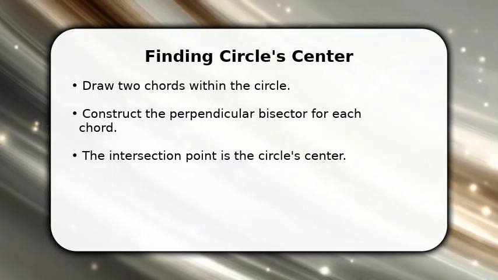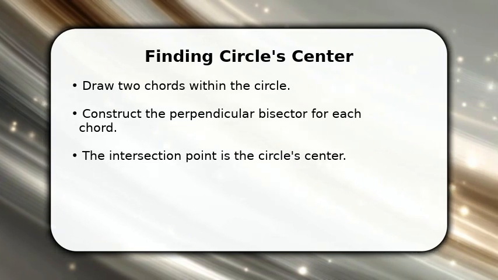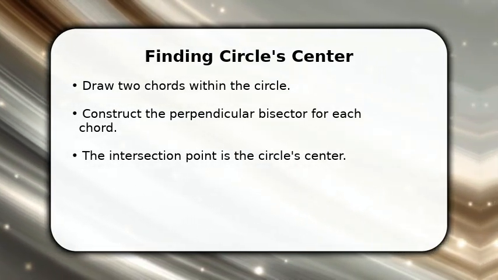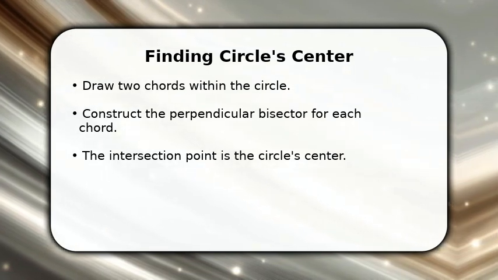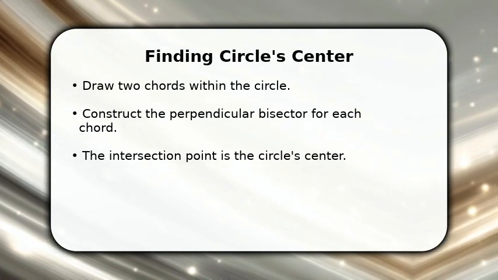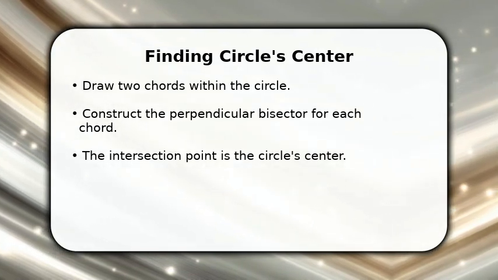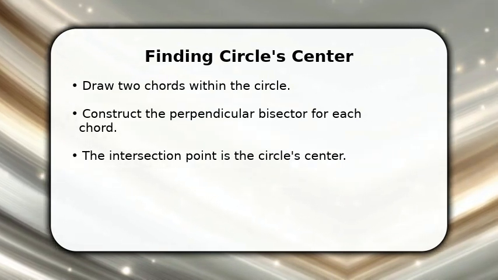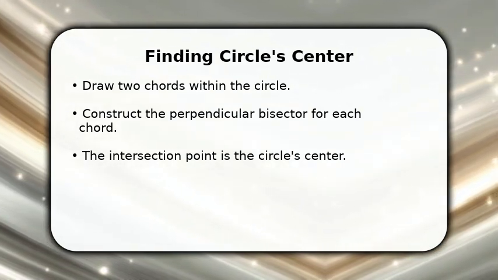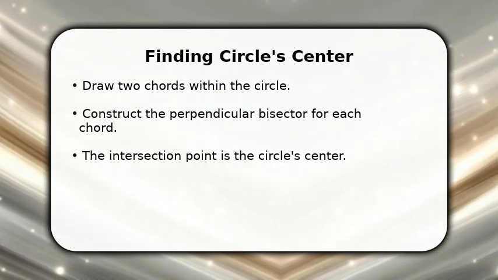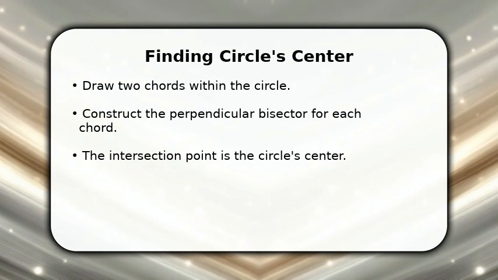In this video, I will explain how to find the center of a circle. First, draw any two chords within your circle. Next, construct the perpendicular bisector for each of these chords. These bisectors are lines that cut each chord exactly in half at a 90-degree angle. The point where these two perpendicular bisectors intersect is precisely the center of your circle. This method is very reliable and straightforward.